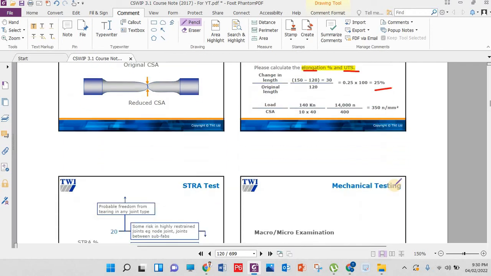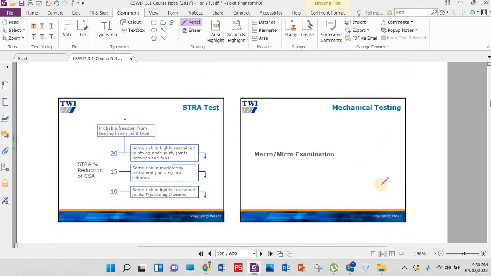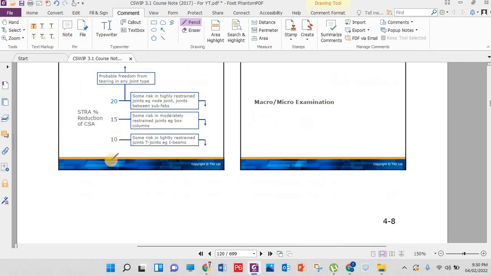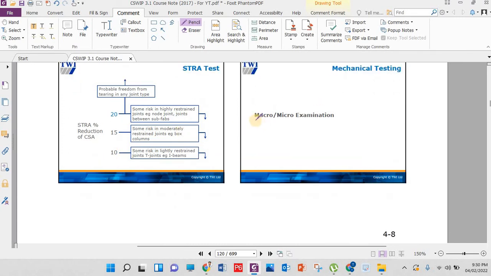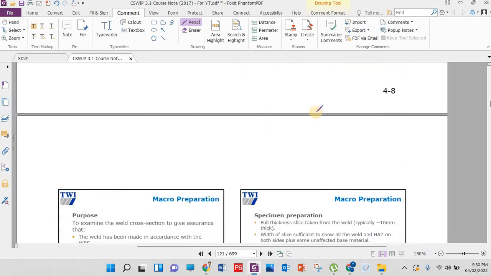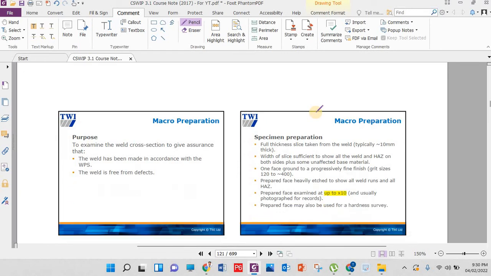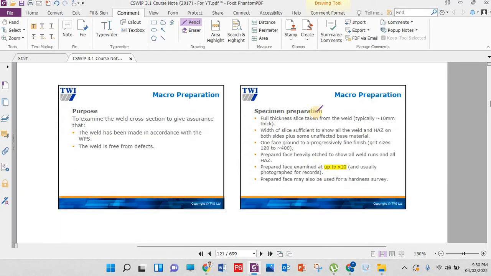I already let you know. The test also has short transverse reduction of the cross-sectional area. No need to worry. Then we have macro and micro. Macro test, which we can see visually with our eyes, and micro test we need to see with the microscope. Micro small, macro normal. Okay, from the paper point of view, you have to remember, it will also come in the micro paper as well, and in the general paper as well.